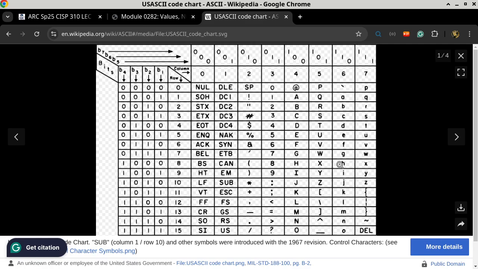The way we look at this is the columns are the most significant 3 bits, and the rows are the least significant 4 bits. So that means uppercase T, which is right here, is 101, the column header, followed by the least significant 4 bits, which is 0100. That's how uppercase T is encoded as an ASCII code.